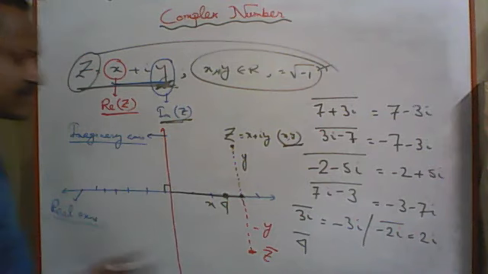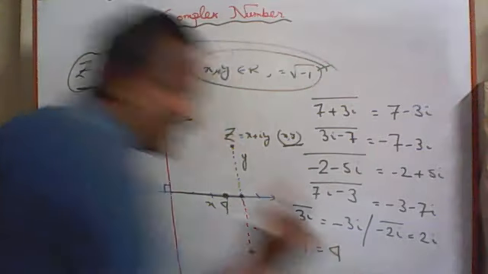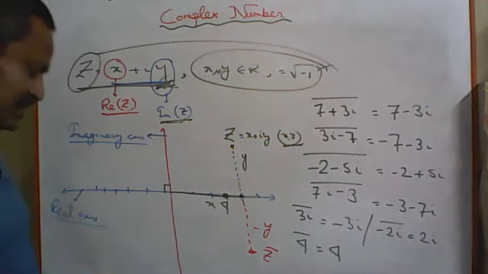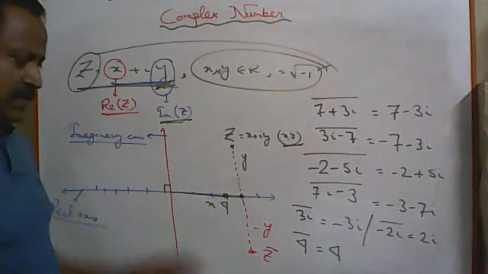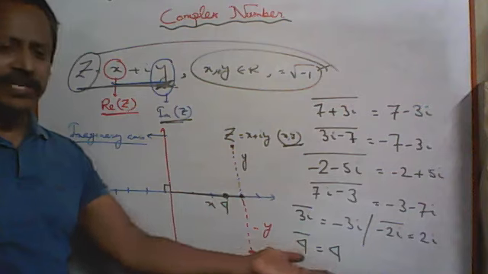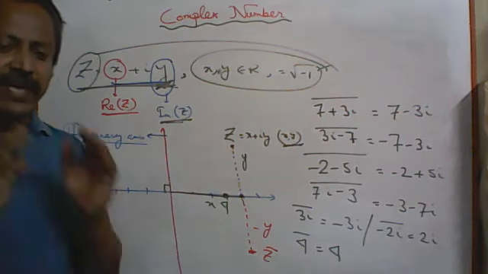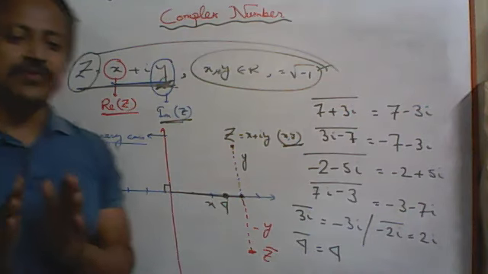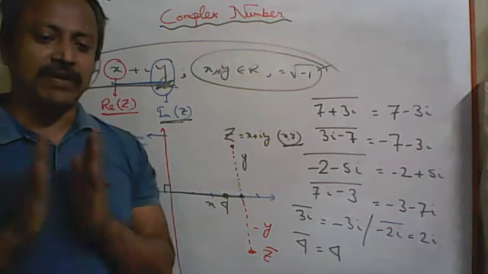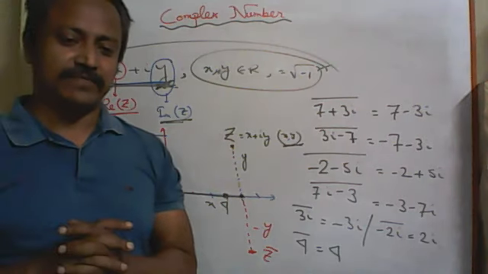That means for any real number, its conjugate is the number itself. Again, simply you can say, since here the imaginary part is 0, its conjugate is the number itself. So for any real number, the conjugate is the number itself.